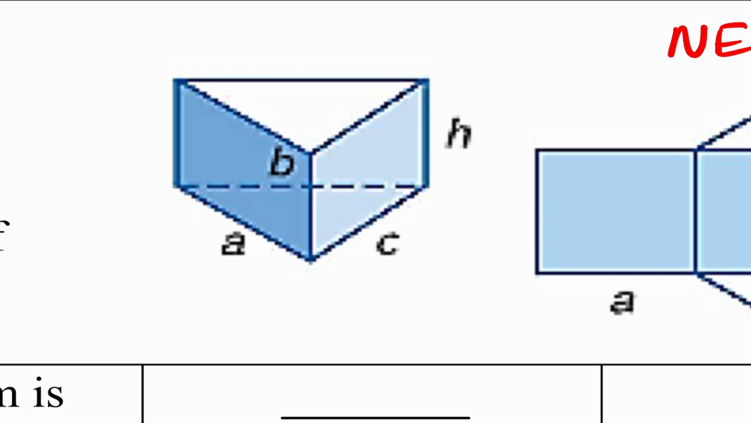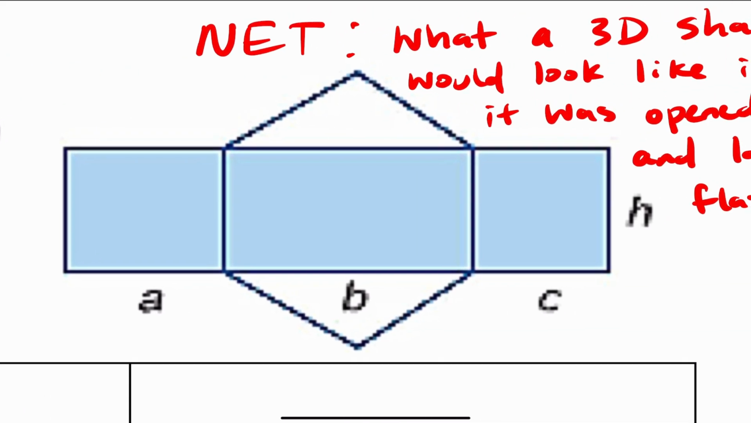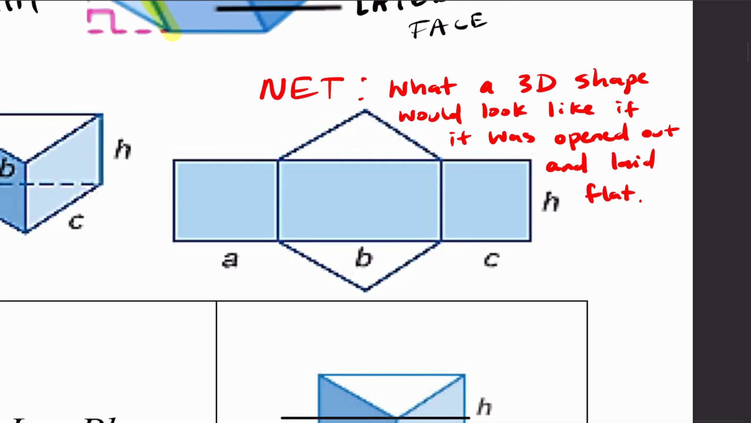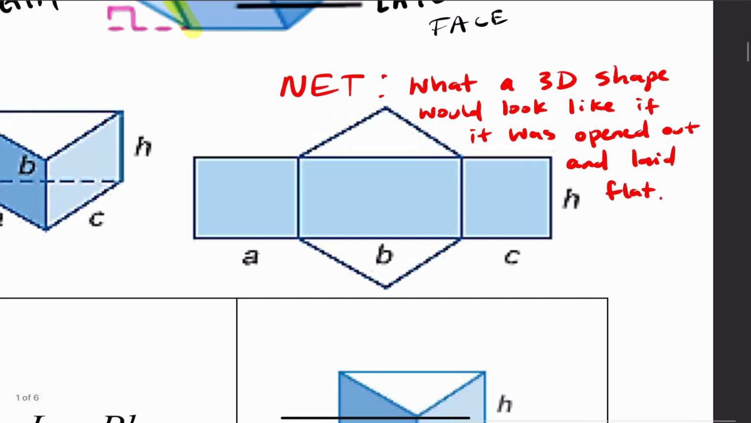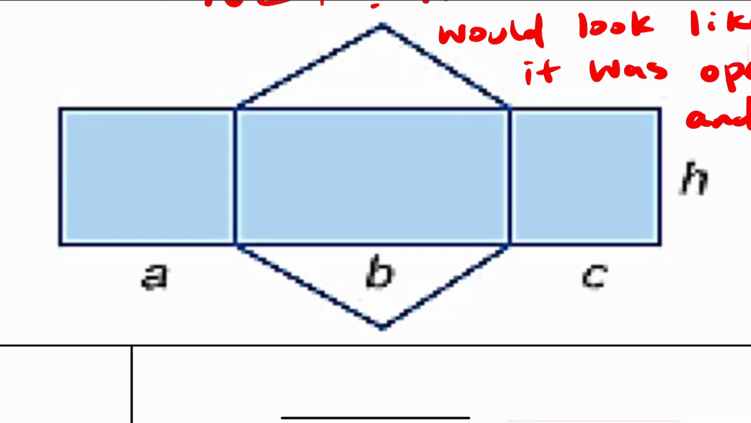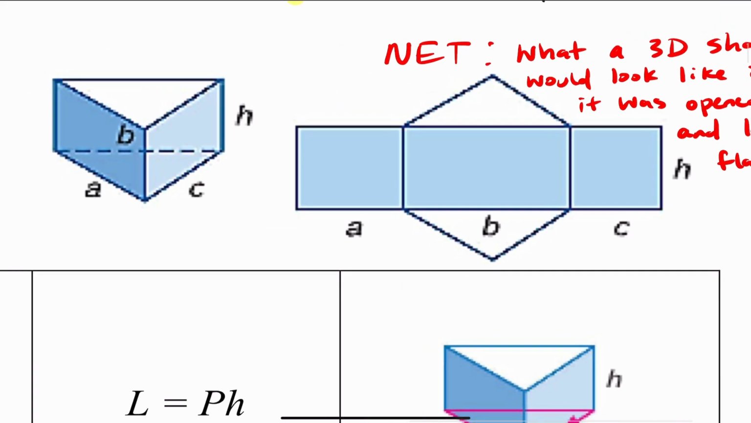But I think it would be better if I were to take this object and open it up. And this is the result. We call this particular object a net. A net is what a three-dimensional shape would look like if it was opened out and laid out flat. So if I opened this prism, I get something like this, right? You can see that these two things are the bases and these are the lateral faces.